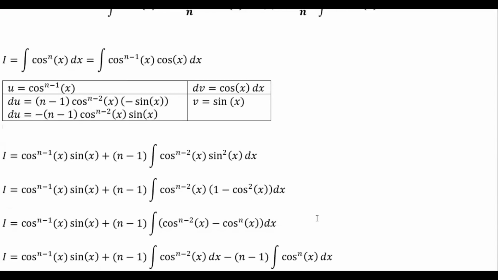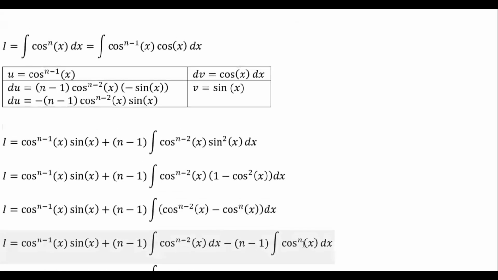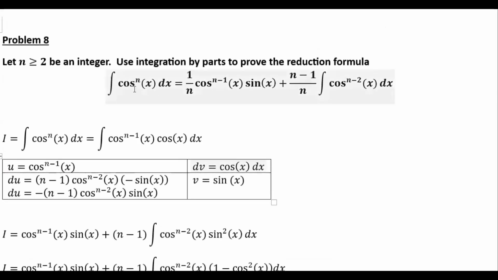If we carefully split up the integral, we get this right here, because this n minus 1 is in front, so it goes to both terms, and then we split up the integral for each of the terms. Isn't this guy what we started with? That's my I.